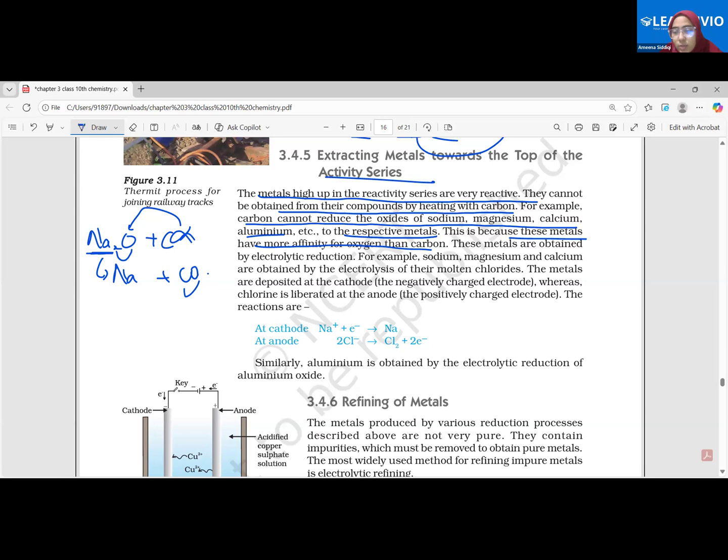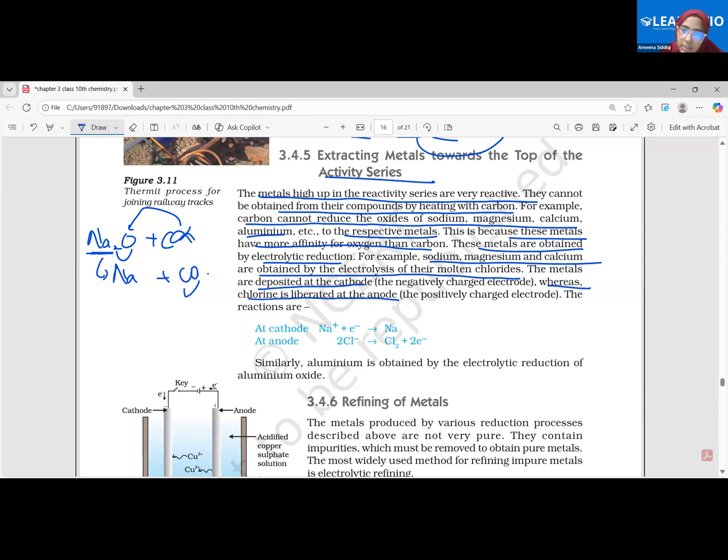What do we use actually for the reduction? We use electrolytic reduction. Therefore, these metals are obtained by electrolytic reduction. Sodium, magnesium, calcium are obtained by the electrolysis of their molten chlorides. The metals are deposited at the cathode, whereas the chlorine is liberated at the anode.